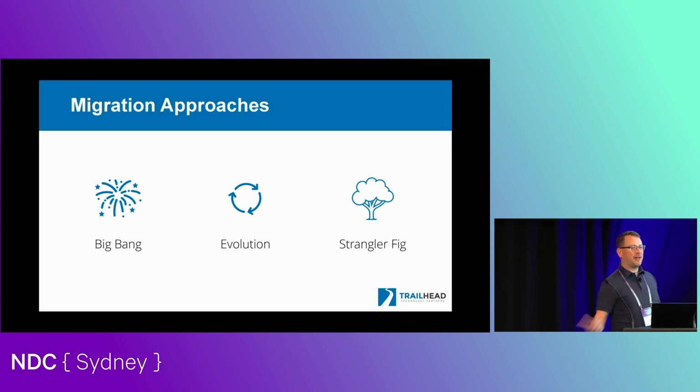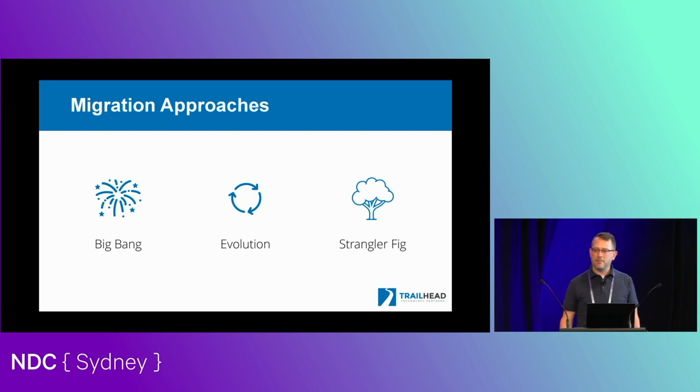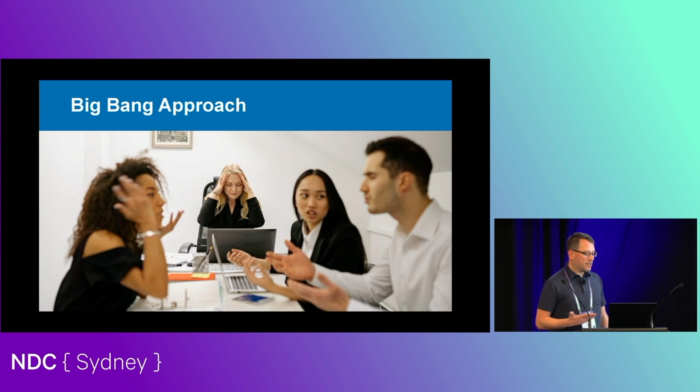So let's talk about migrating a project and how you might go about doing that. There's a million ways to do it. These are some of the popular options that I've seen. You've probably seen some of these in some of your jobs in the past. There's the Big Bang method, the evolutionary method, and then the Strangler Fig method. So I want to talk about each of these.